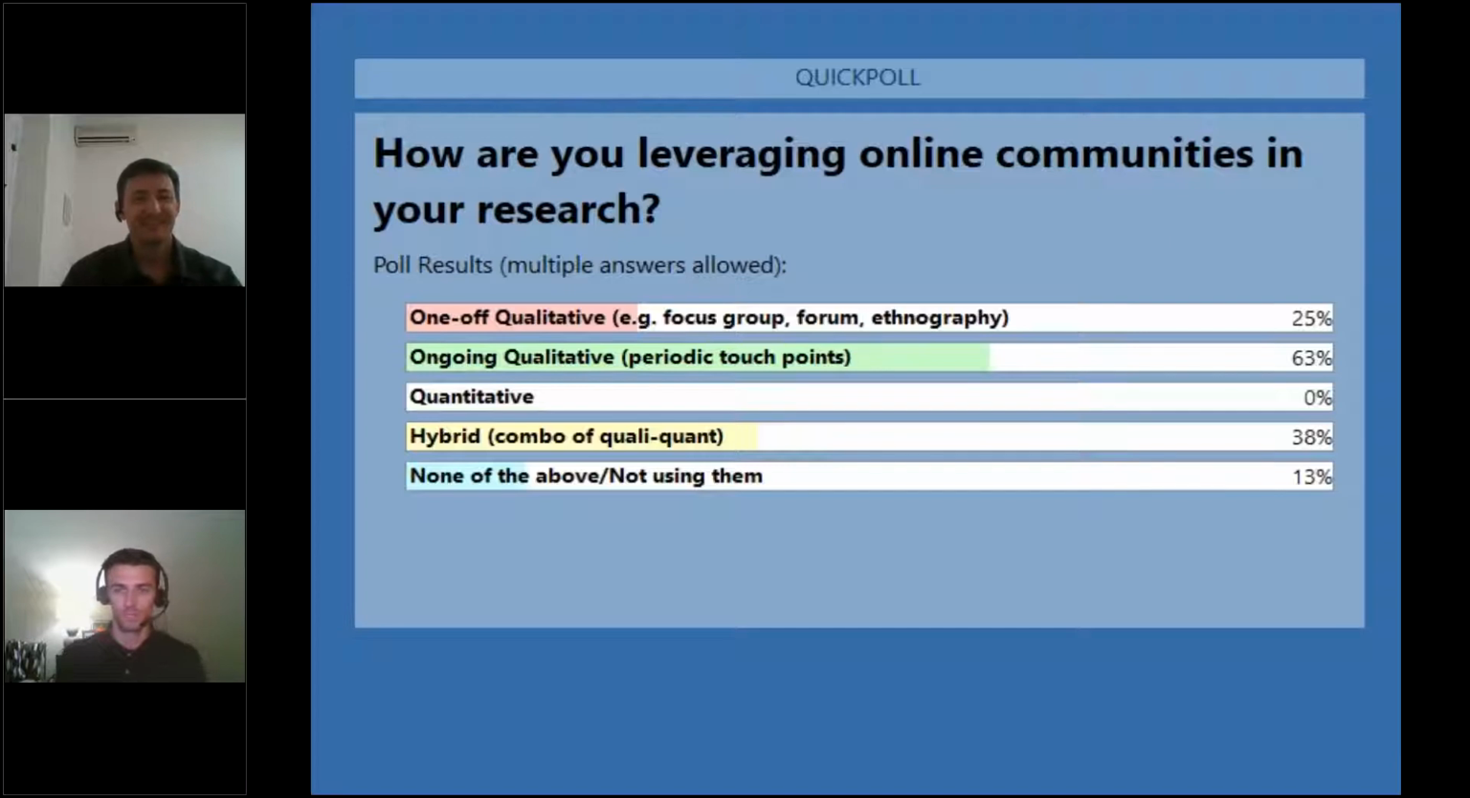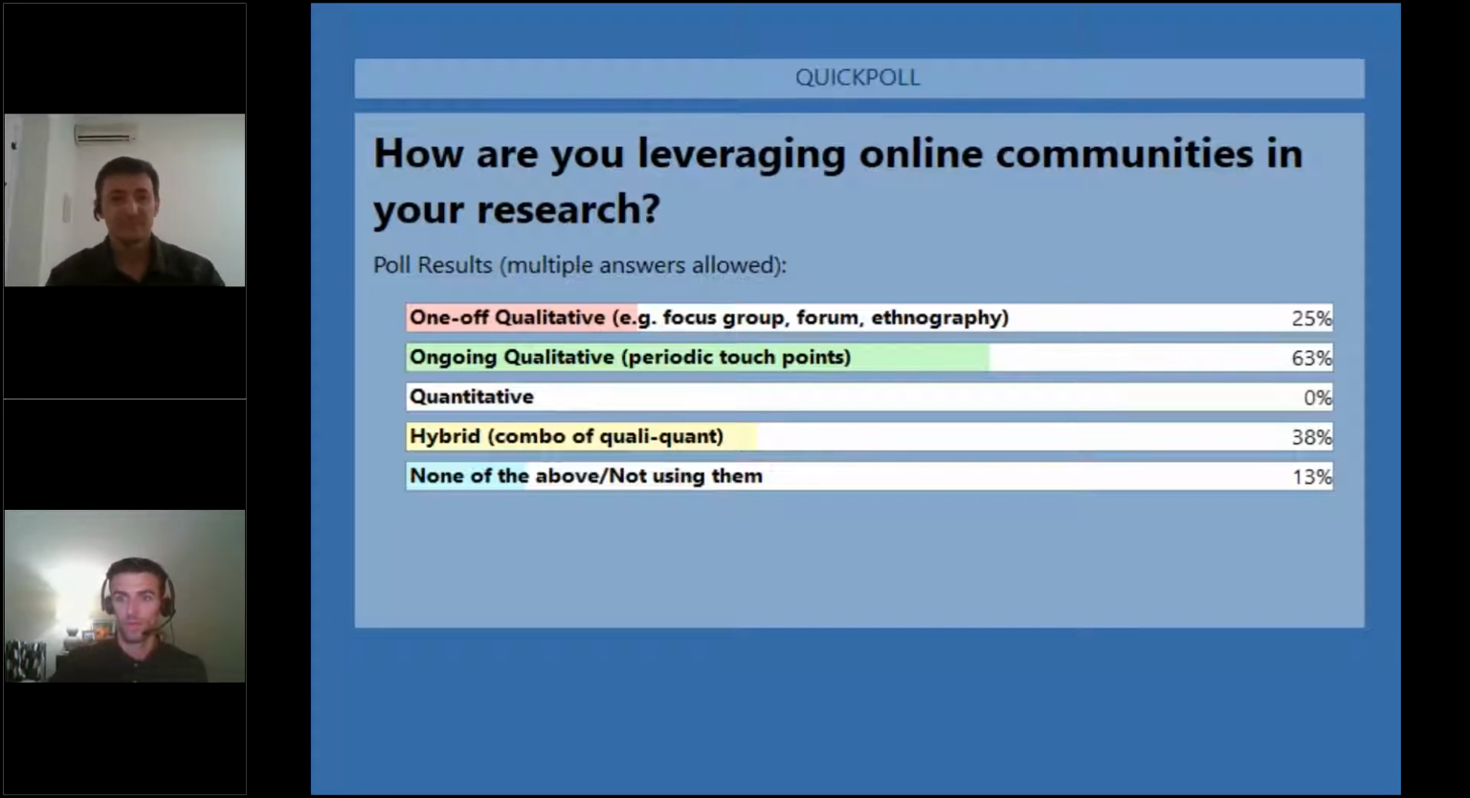So we have 25% that are using it as a one-off qualitative approach, 63% using it on an ongoing basis, doing some periodic touch points. Nobody's using it solely for quantitative, and a little bit of hybrid. That's super interesting, because as we might bucket these as methods to use in a community, these are a lot of the activities that we might present and leverage with our community of users. So let's dive into how we might bucket the types of communities and when and how to use them.